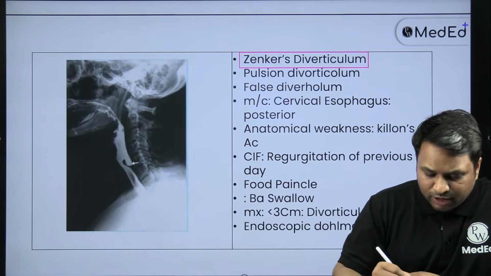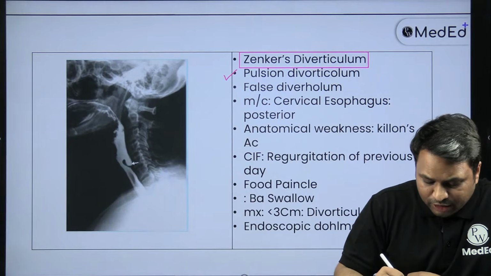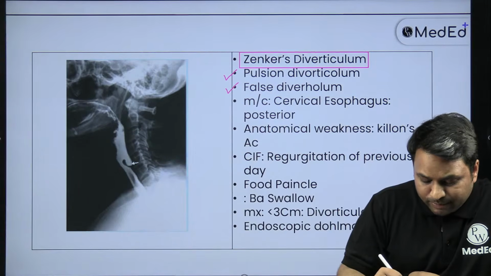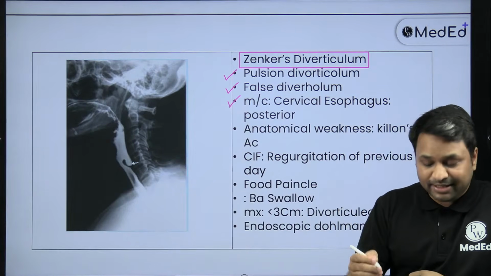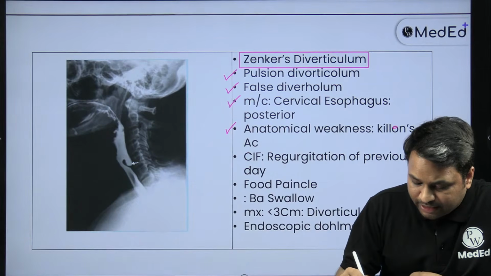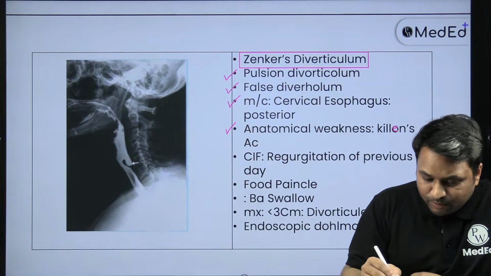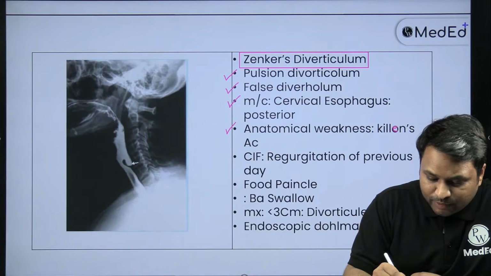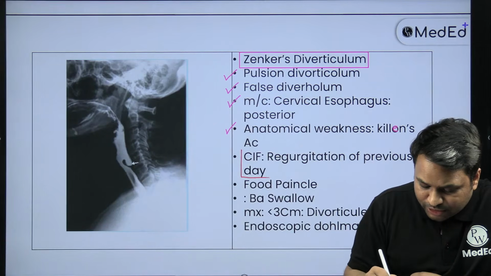Zenker's diverticulum is an example of a pulsion diverticulum. It's a false diverticulum. The most common site is the cervical esophagus on the posterior side. The anatomical weakness is Killian's dehiscence.